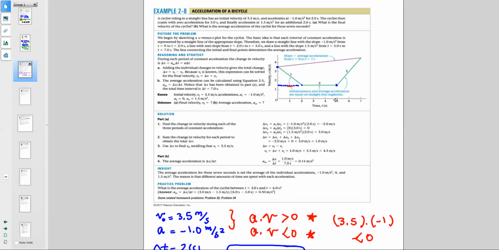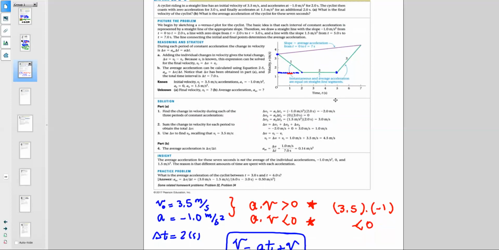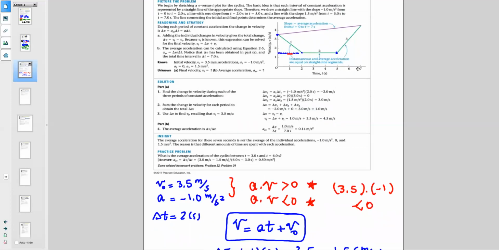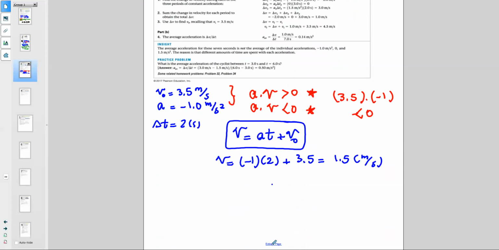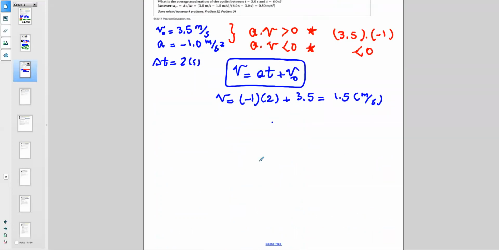Then finally, it will accelerate at 1.5 meters per second squared for an additional 2 seconds, from 5 to 7. Now the initial velocity for this last 2 seconds is the final velocity of the previous part, which is 1.5, right?